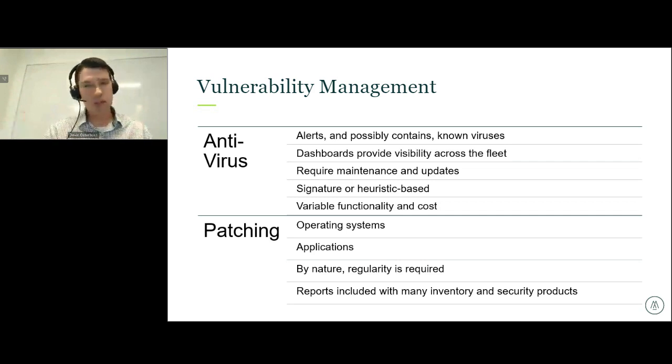So heuristic-based just means they're looking for behaviors. So maybe they can change the signature quickly, just change a small part of the virus itself so it morphs, but it does the same actions on your network. So antivirus is critical. There's a lot out there to choose from. Like you can see, there's variable functionality and cost. So you can do some research into what is the best fit for your organization.